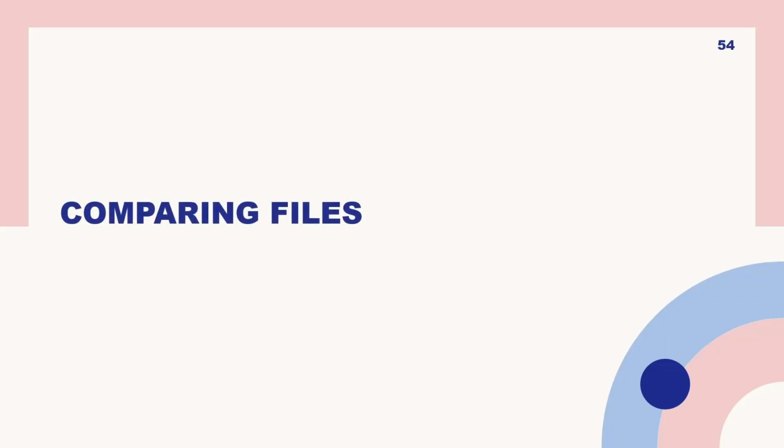Now let's learn about comparing files in Linux. For comparing files in Linux, we have three default methods, which are called diff, sdiff, and vimdiff. We will learn about all of this when we are on our Ubuntu VM. So let's move on to our Ubuntu VM and practice this.